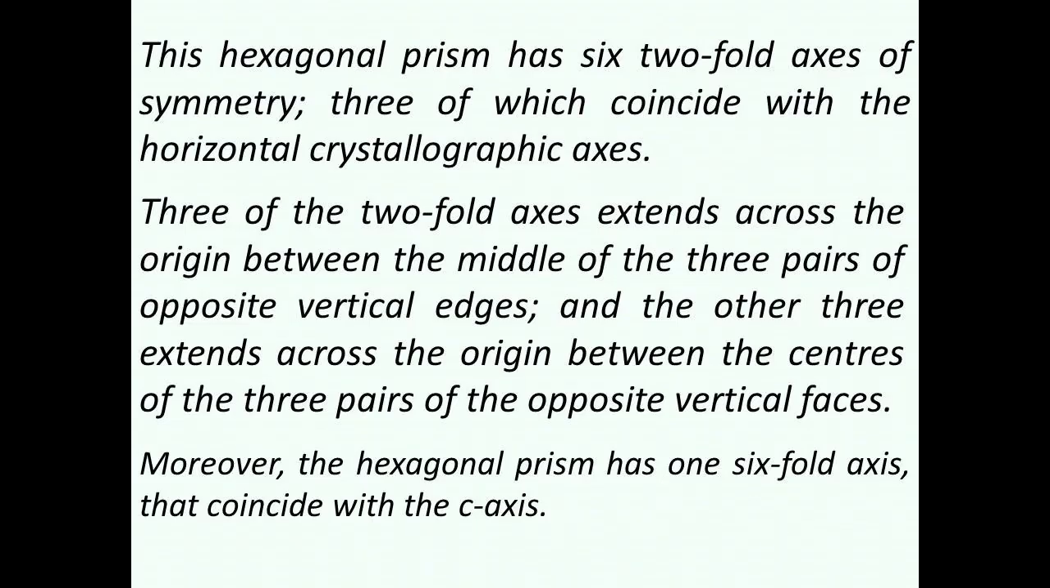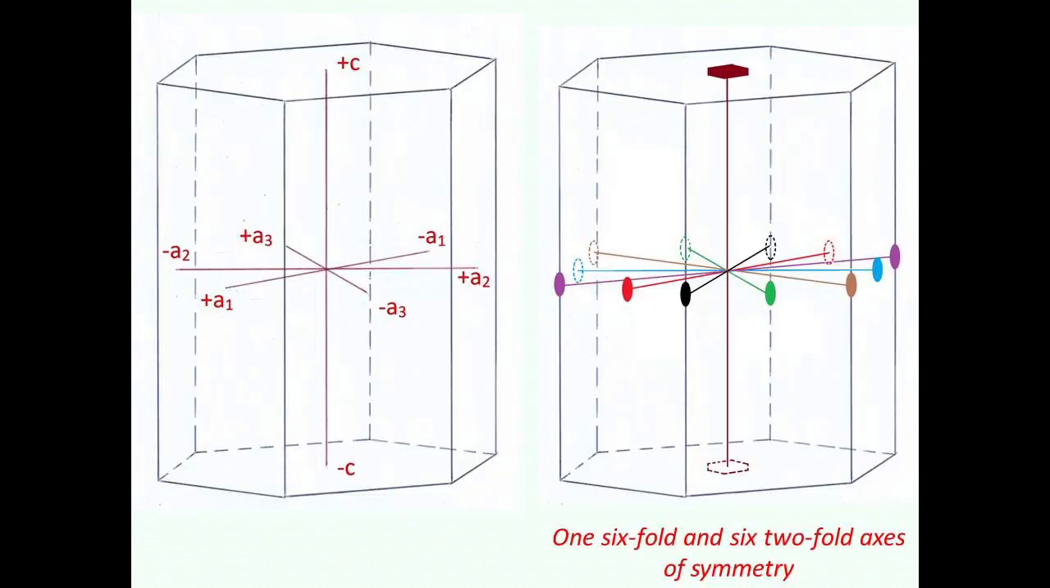This hexagonal prism has 6 twofold axes of symmetry, 3 of which coincide with the horizontal crystallographic axis. 3 of the twofold axes extend across the origin between the middle of the 3 pairs of opposite vertical edges, and the other 3 extend across the origin between the centers of the 3 pairs of the opposite vertical faces. Moreover, the hexagonal prism has one six-fold axis that coincides with the c-axis.